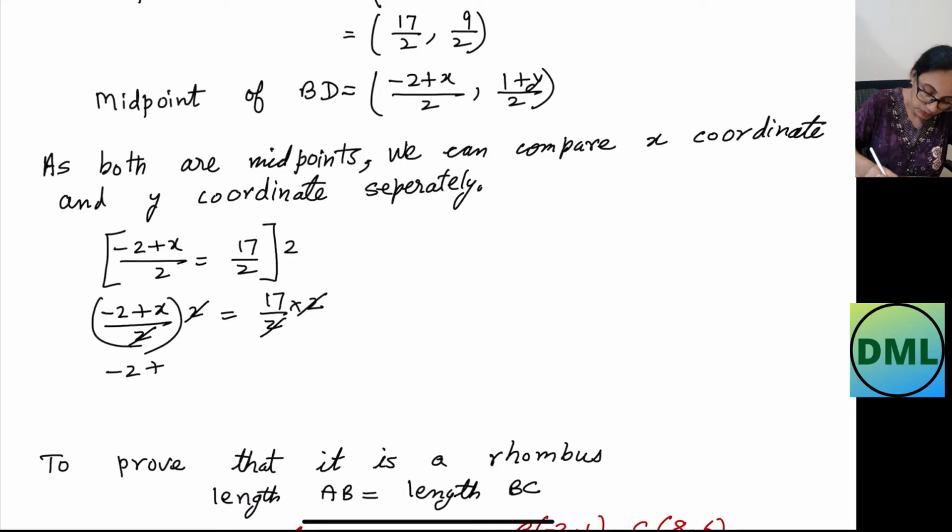So it will be minus 2 plus x is equal to 17. Now move this 2 on the right hand side. So it will be x is equal to 17 plus 2. So x is equal to 19. That is the value for x.